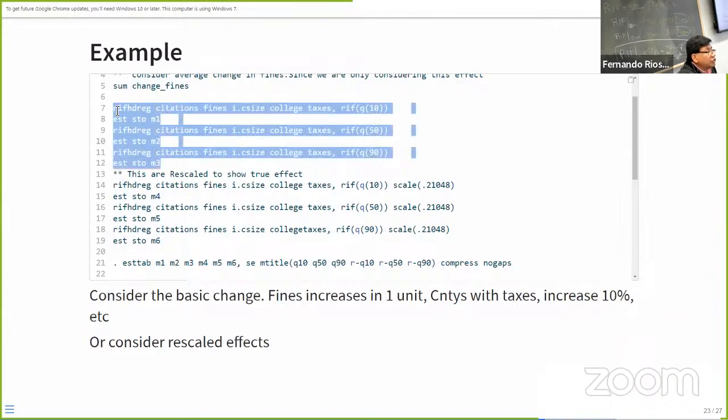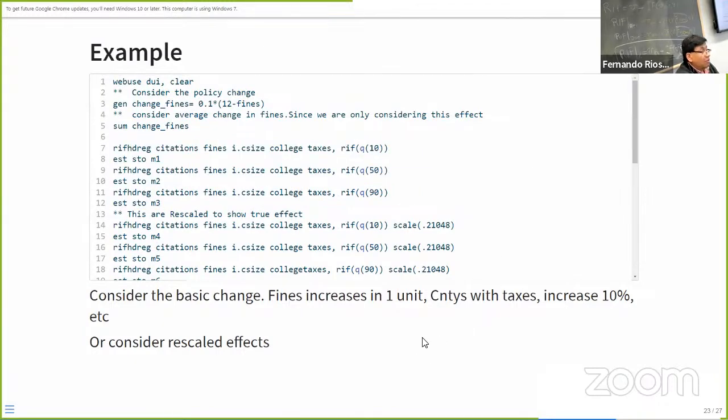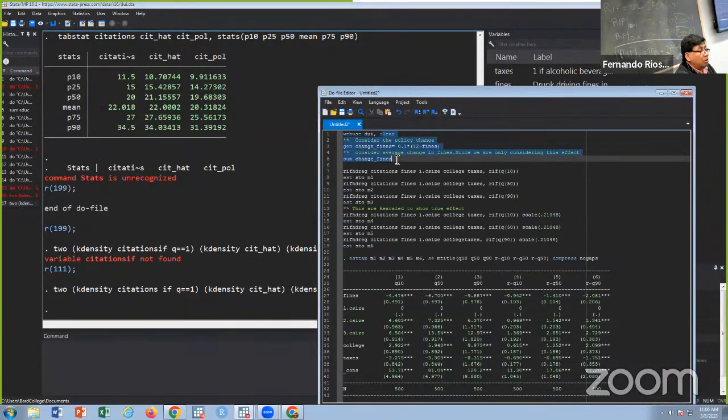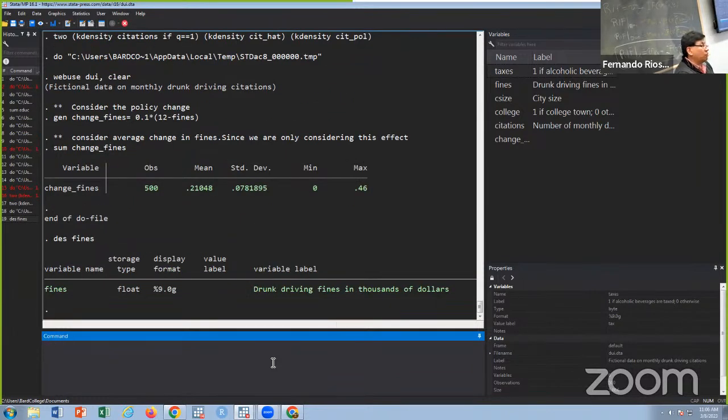Okay, so these first three regressions are the straightforward regressions that I'm going to get using the command. Now, when I estimate this change in fines, I could just run it over here. I see that the policy that I'm trying to create generates a change in fines of 0.21 on average. This is because these fines were measured in thousands of dollars. So this means that on average, the policy creates an increase in fines of about $210, or $210 plus 50 cents on average.